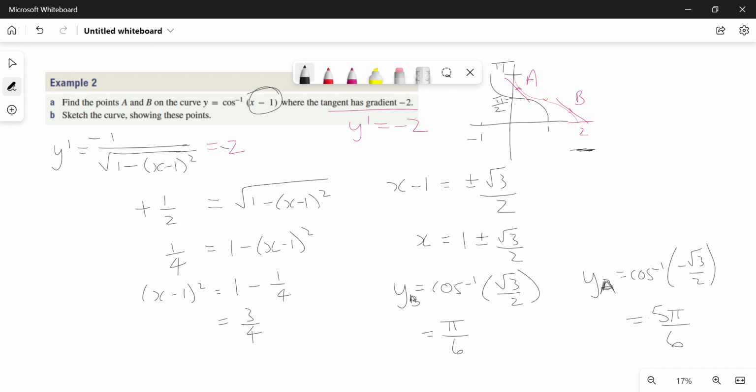So therefore my points are going to be, so this point here I've made A, so that's 1 minus √3 on 2 for my x value, and 5 pi on 6, you can see it's higher up, isn't it? It's in the second quadrant there. And this B one is 1 plus √3 on 2 and pi on 6.